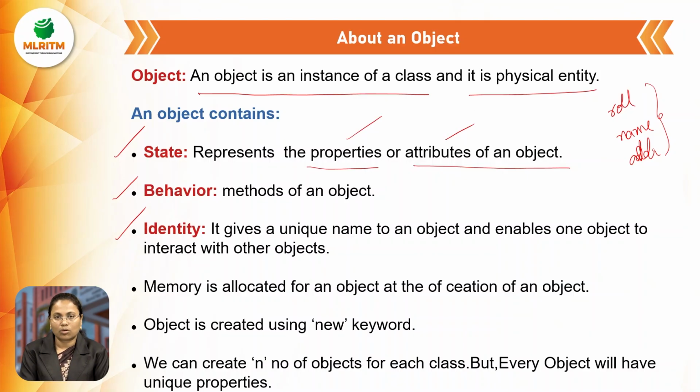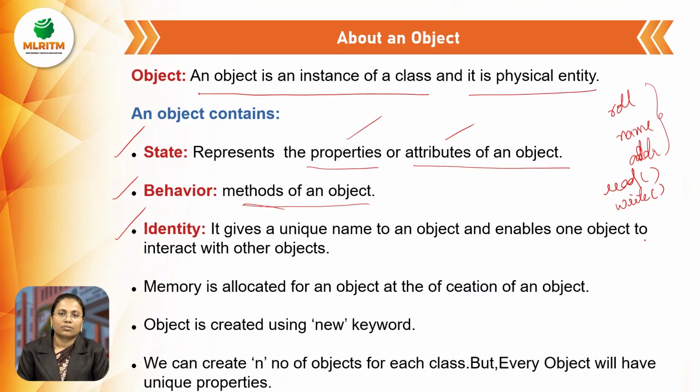Behavior. Definitely the object should have behavior. Behavior is nothing but the methods of an object. Like student reading, writing, these are all behaviors of a student, which we can call methods. Next, identity. Every object has a unique name, and it enables one object to interact with another object. We can create multiple objects for a single class. One object can interact with the other object, and every object has a unique address.